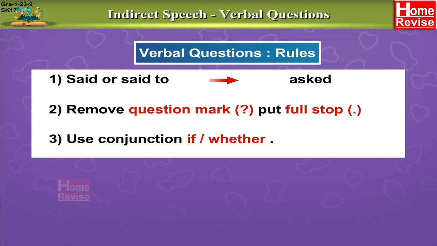The third rule. Well, it's the question of the conjunction now. As we remember, in statement we use that. In WH questions, we use the same questioning word as a conjunction. And now in verbal questions, we use if or whether in sentences as conjunctions.